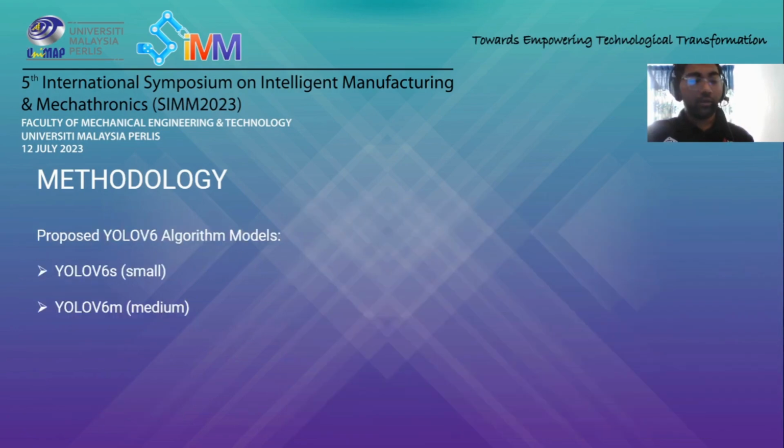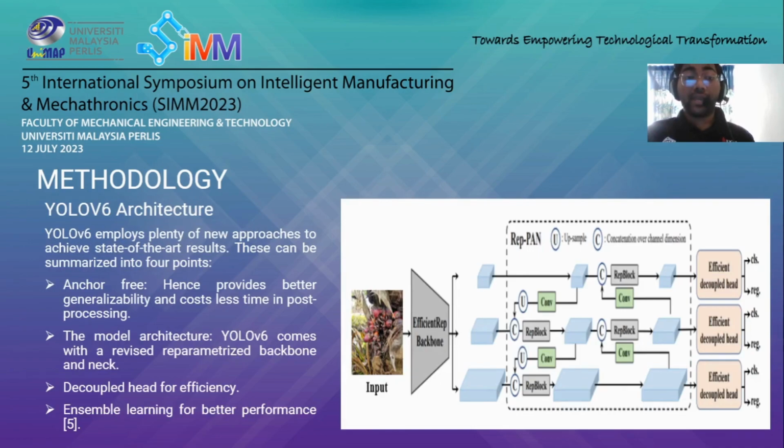Alright, moving on. Next we have the proposed YOLOV6 algorithm models. As we know from before, it's YOLOV6S and YOLOV6M. Alright, now the YOLOV6 architecture. The YOLOV6 architecture employs plenty of new approaches to achieve state-of-the-art results. This can be summarized into 4 points: anchor free, hence provides better generalizability and costs less time in post-processing.